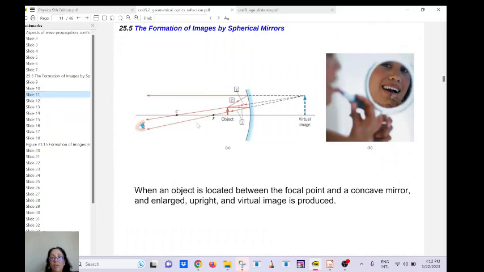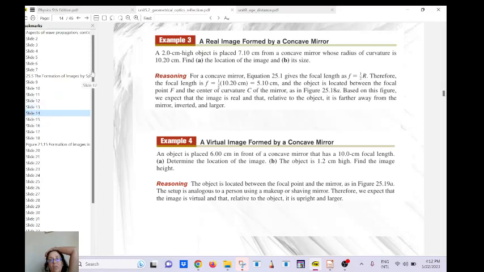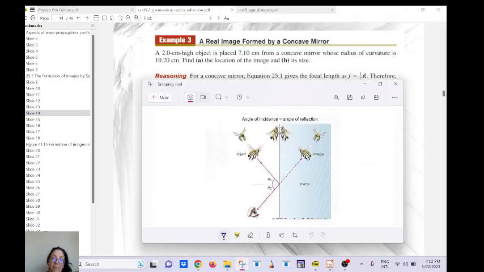Now you also have a virtual image. I don't know if I should do an example first. Let's do the real image first. So let's do that example here first. You can pause the video and try to do this problem.